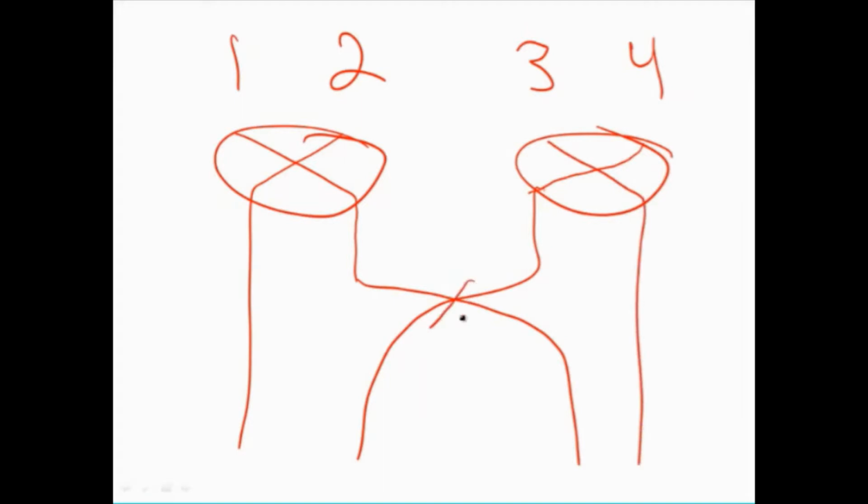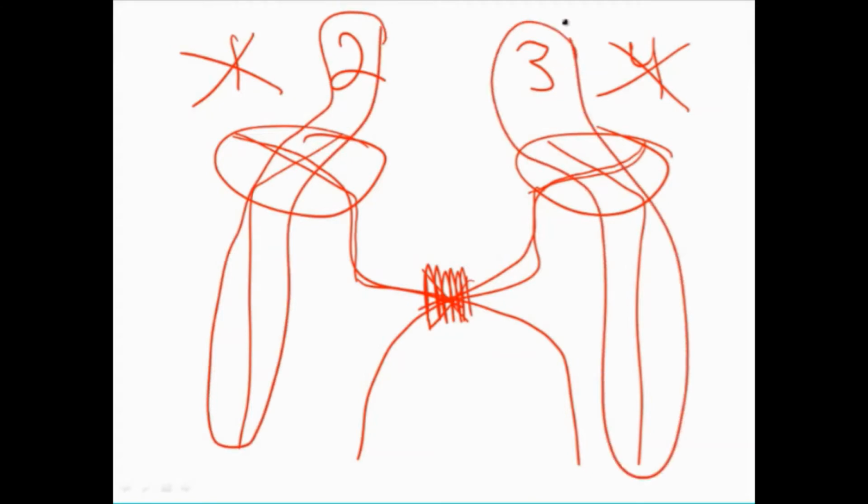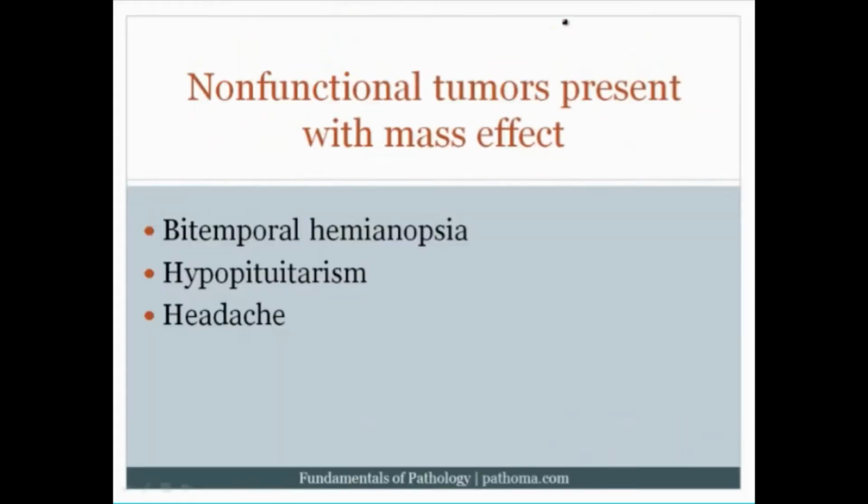Now this here is the optic chiasm. So imagine that if you've got a tumor compressing the optic chiasm here, you're going to lose the ability to see number 1, and you're going to lose the ability to see number 4. And so here you can see that both eyes have lost their peripheral vision, and that's called bitemporal hemianopsia. Now notice that the number 2 never ran through the optic chiasm, and this field also never ran through the optic chiasm.